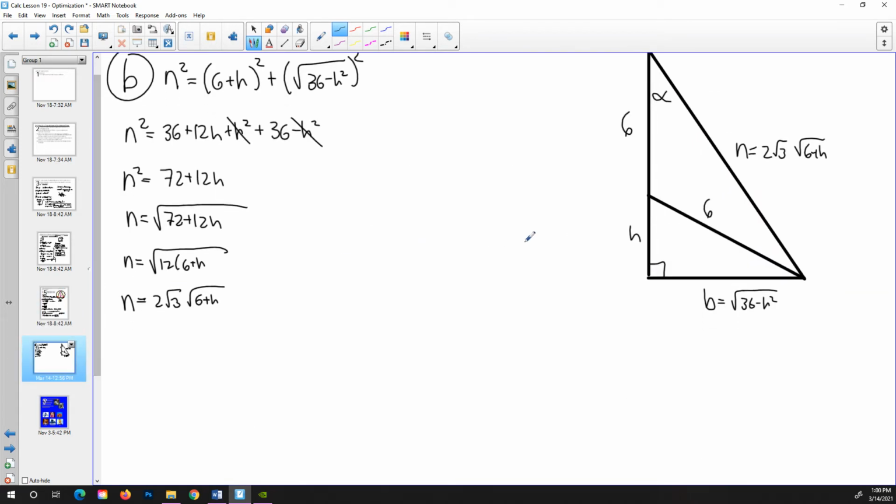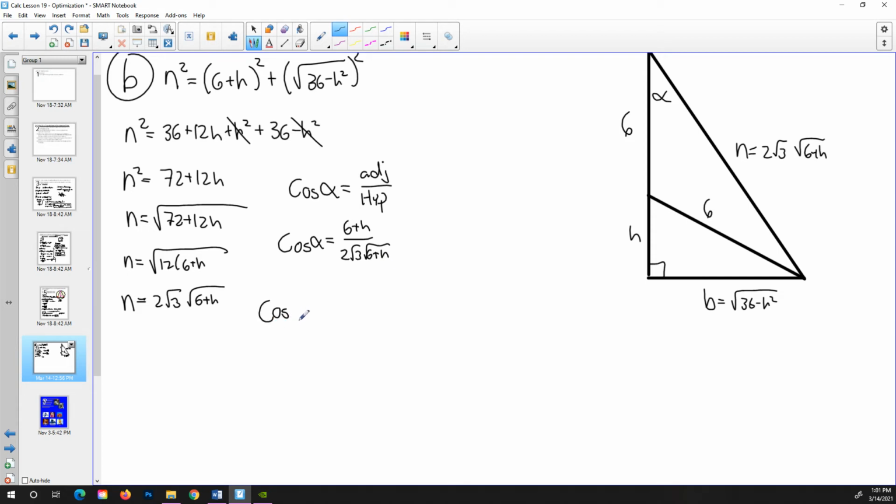So I need to reduce all of these h's out and change them to alphas. The way I'm going to do that is by using cosine and tangent. If you remember, cosine of alpha is going to equal the adjacent side over the hypotenuse. In this particular instance, the cosine of alpha will equal the adjacent side, 6 plus h, over the hypotenuse, which is 2 square root of 3 times the square root of 6 plus h.